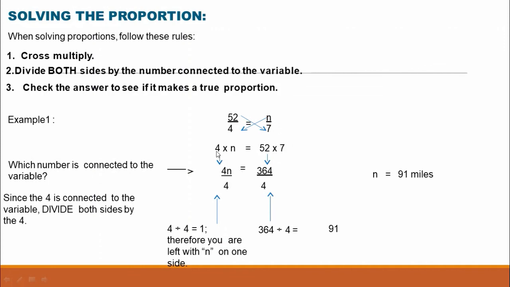Now we can write 4n equals 364. Since 4 is connected to the variable, dividing both sides by 4, 4 and 4 cancel, and n is equal to 364 divided by 4, which is equal to 91. So in this example the value of the unknown n is 91.